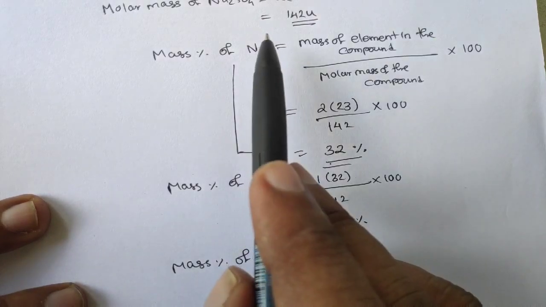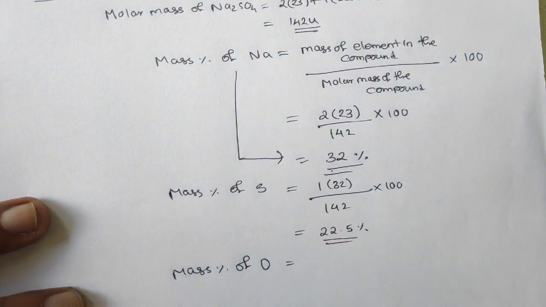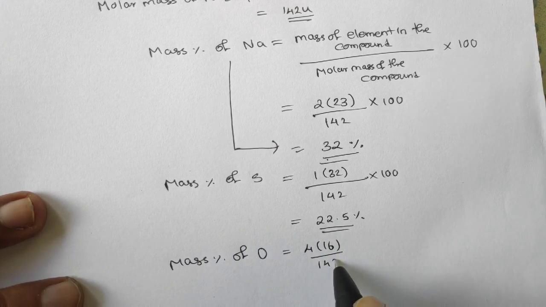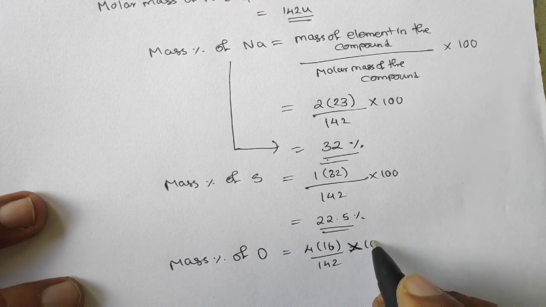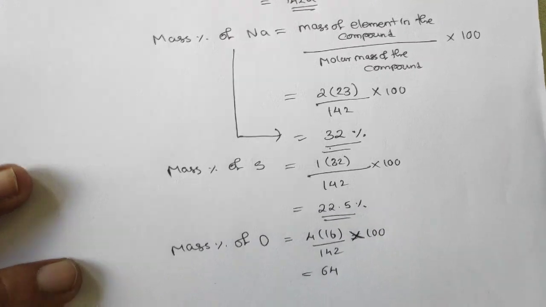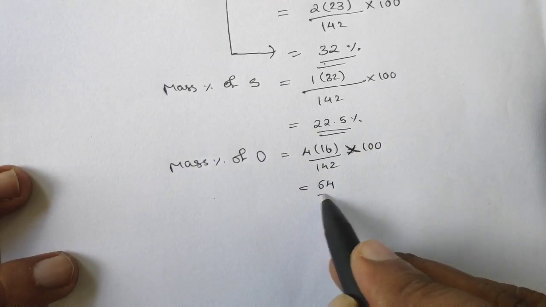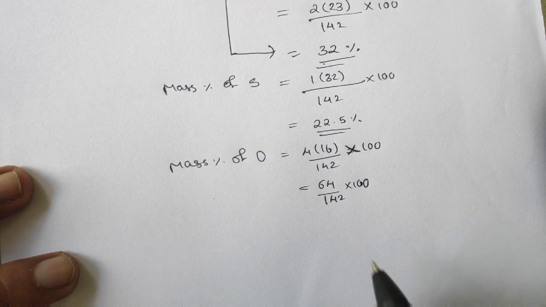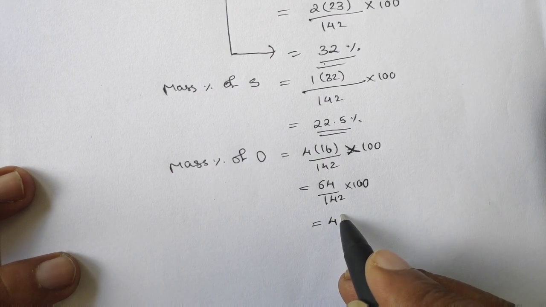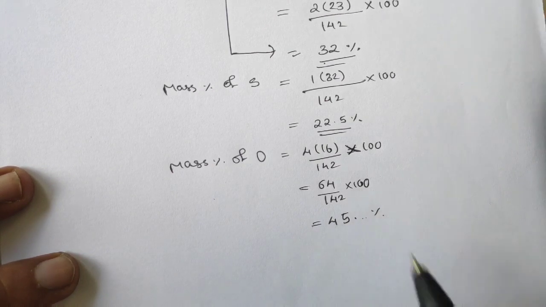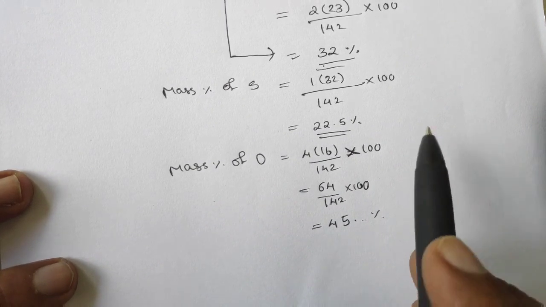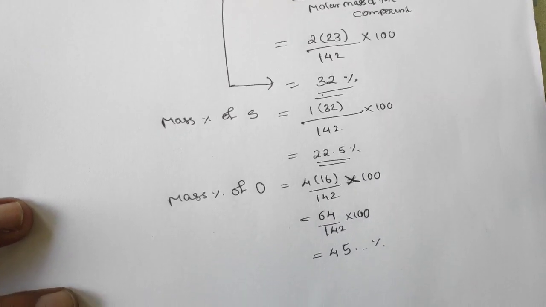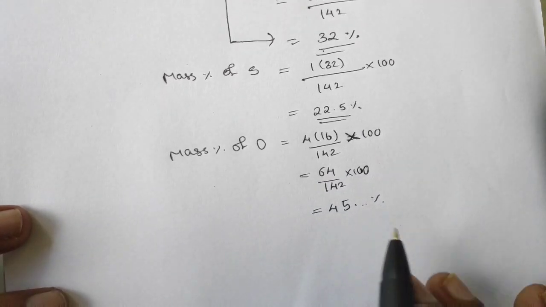Okay, and same way you find the mass percent of oxygen. Now for oxygen, if you see, a total of 4 atoms are there. So I will multiply 4 with 16 divided by 142, into 100. So that is 64 by 142 into 100, which will be equal to somewhat 45 point something percent. Now I explain to you that if you add all these percentages, it should be nearer to 100, then your answer is correct. So this is the way to calculate the mass percent.